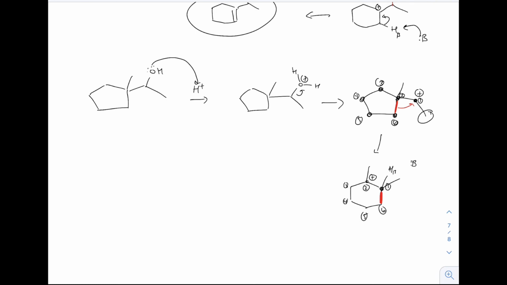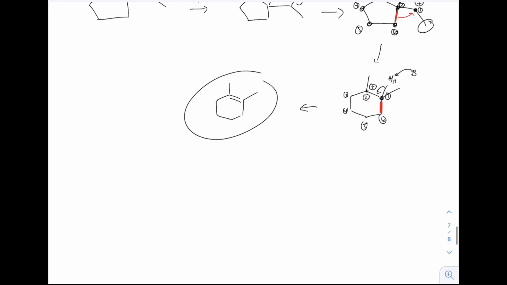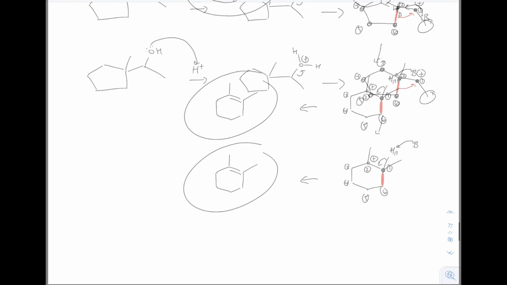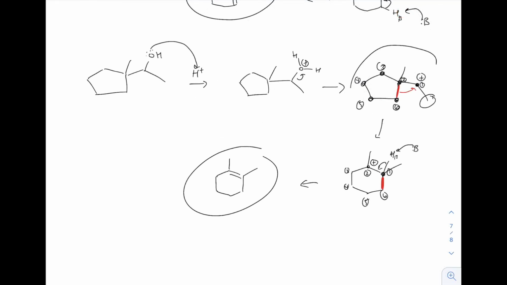We have a beta hydrogen available to remove, and then we can form that alkene product that we saw above and that we see right here. So that's the mechanism for this. It's called a ring expansion because you go from a less stable 5-membered ring to a more stable 6-membered ring.